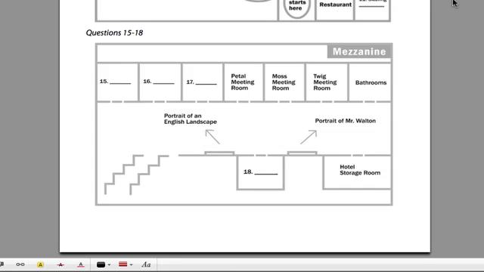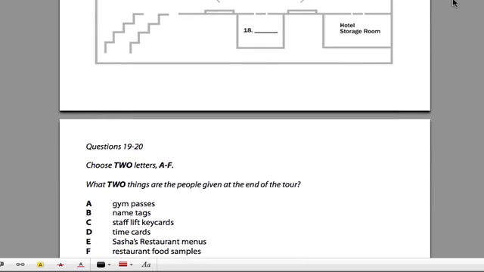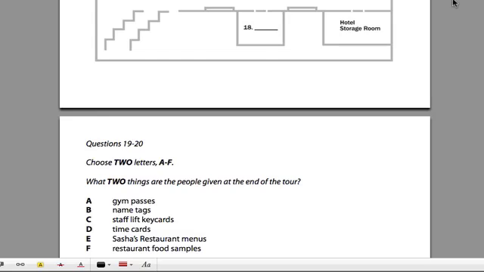And at the end of today's tour, you'll be given key cards that will allow you access to this lift. And to the left of this lift is a portrait of Mr. Walton himself. Well, that about finishes the tour. If there are no questions, let's go downstairs and head to Sasha's for a few samplers.